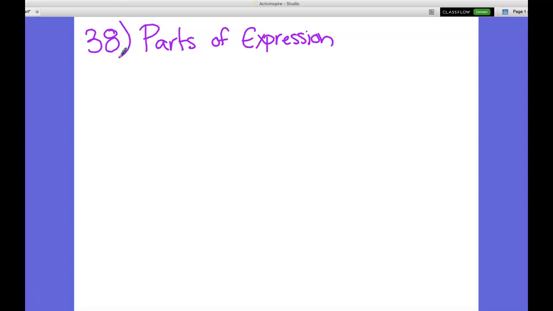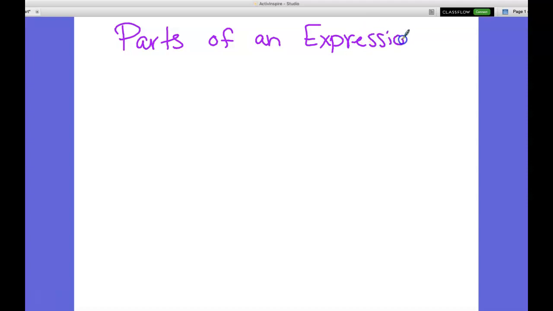Okay, then you can open up your notebook to page 38, and we will again title it Parts of an Expression. And there's some vocabulary words that we need to know. The first one is term, and a term is parts of an expression that are separated by addition or subtraction signs.